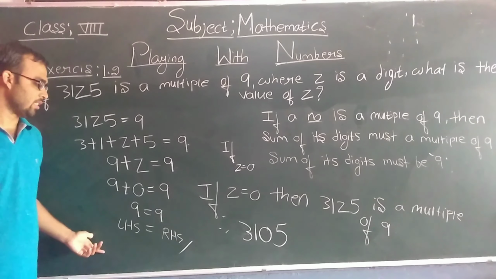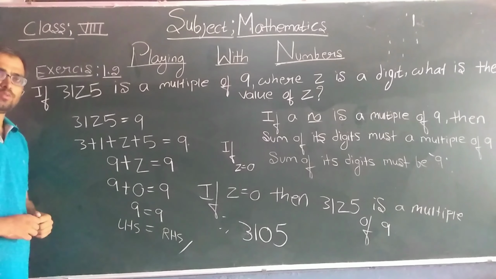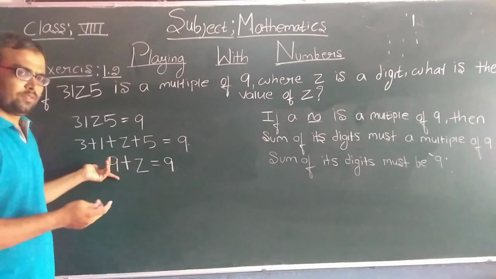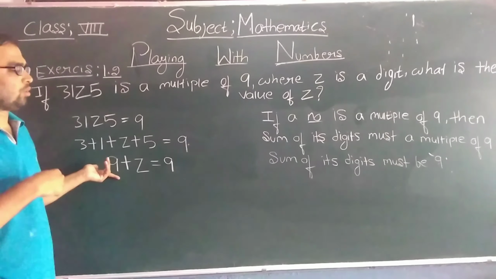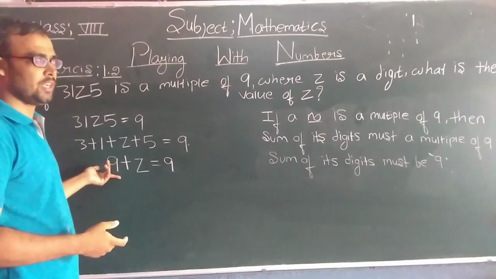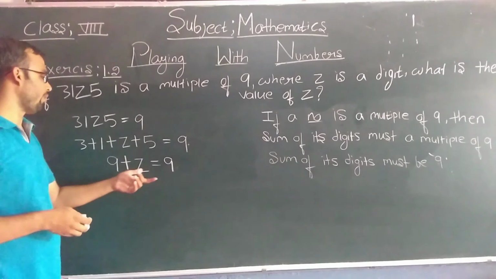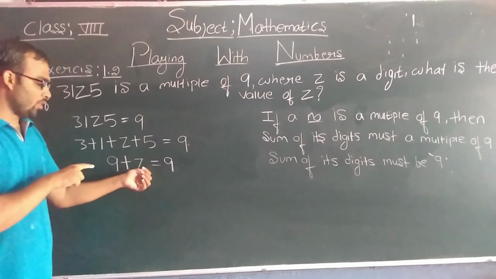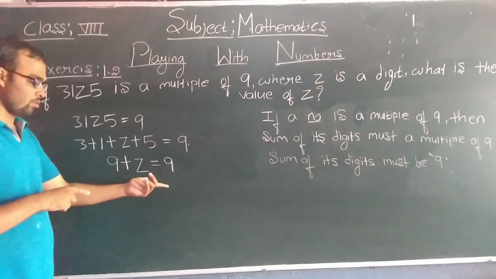So here, what is the value of z? The value of z is 0. Look at here, we have got the value of z as 0, no? But not only here, we can get two values of z. Why is it so? I will tell you. As we put z equals 0, we are getting 9 equals 9.